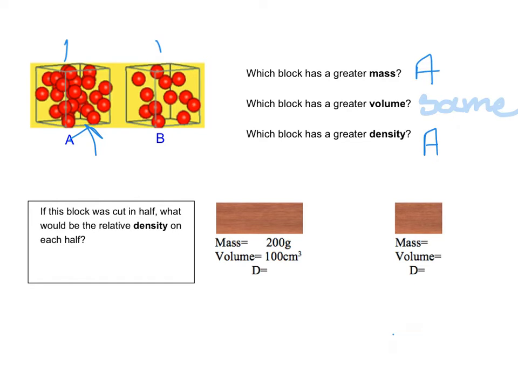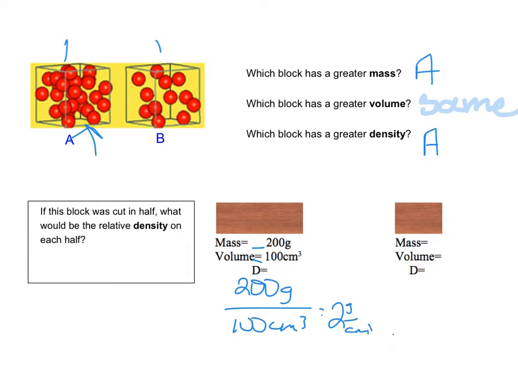We've got this block, and it asks, if it were cut in half, what would be the relative density on both halves? And we're actually given some numbers. For our first block, I know the mass is 200 grams and the volume is 100 centimeters cubed. So the density would be mass over volume, 200 grams over 100 centimeters cubed. That is 2 grams per centimeter cubed.